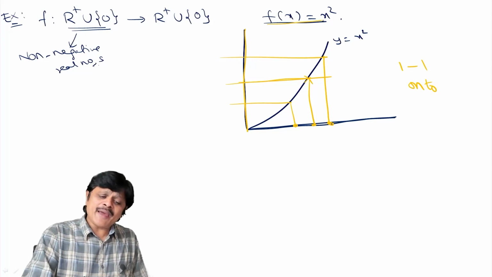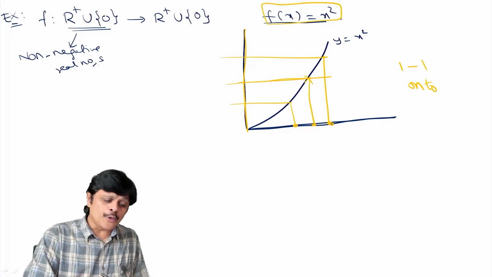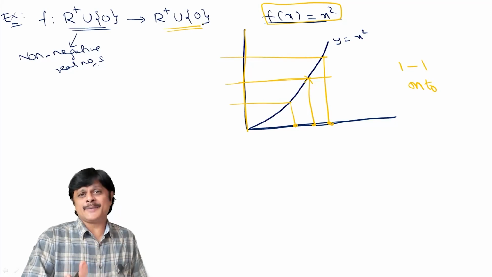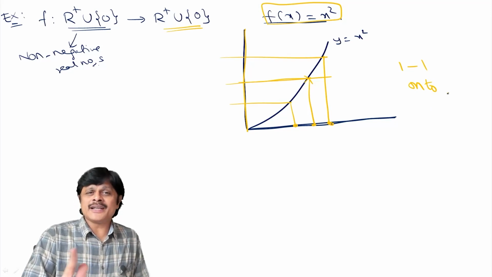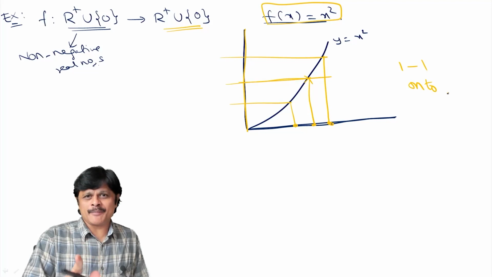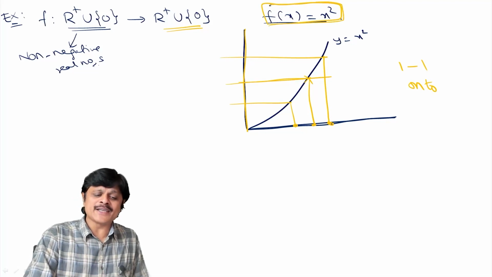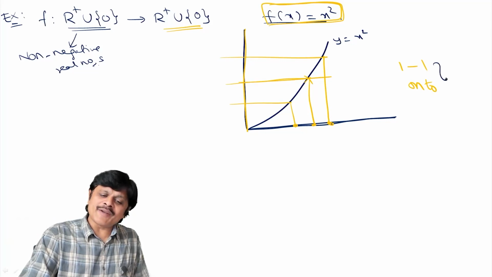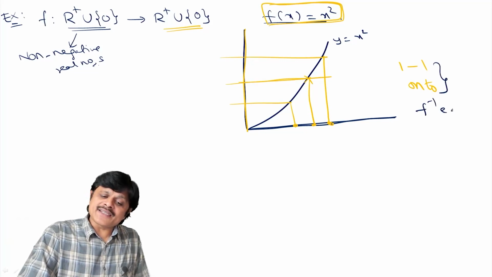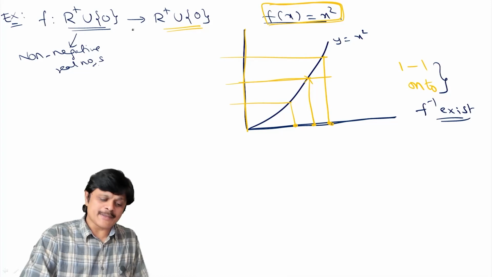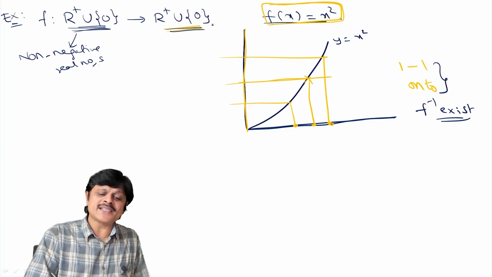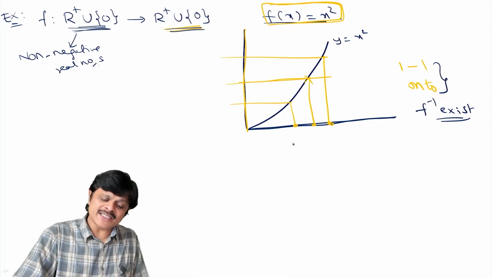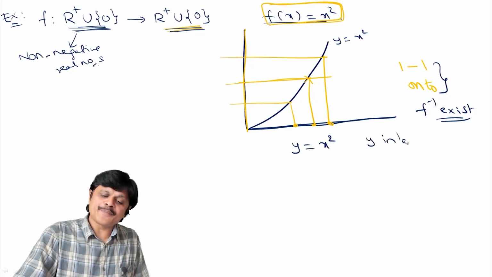See, it is the same f(x) = x square. I did not change the function, only the domain and codomain made it 1-1 and onto. See, it depends on domain and codomain, my dear friend. It does not depend on y equal to x square. Please remember. Now because it is 1-1 and onto, f inverse exists. When the domain is this and the codomain is this, f inverse exists. And what is f inverse? Y is equal to x square, so that is y in terms of x.